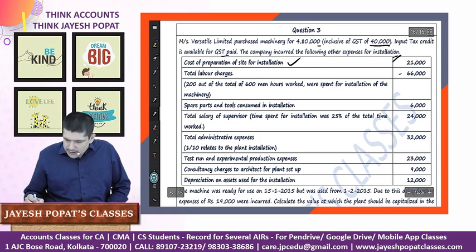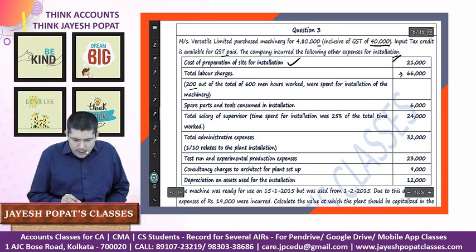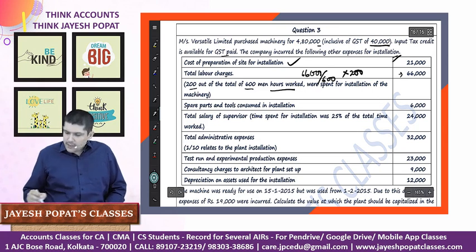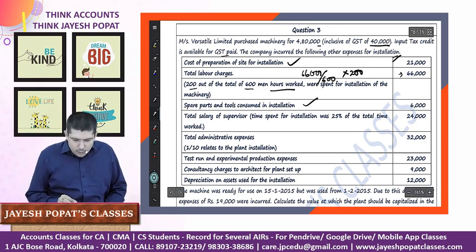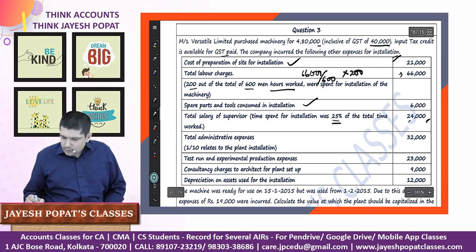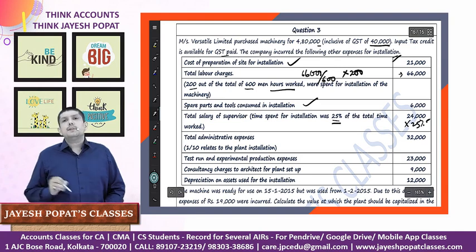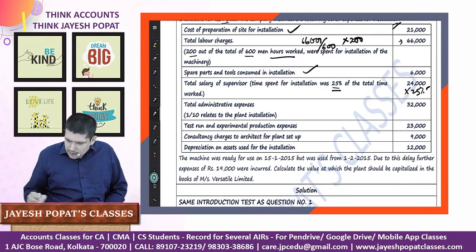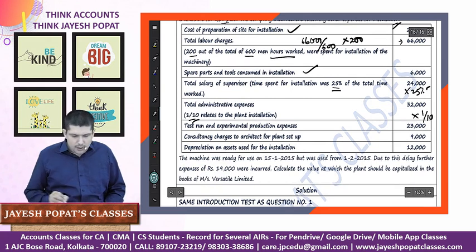Total labor charges is 66,000. It says 200 out of 600 man hours worked were spent on the installation of this machinery. So here this 66,000 is the cost of the entire 600 hours. We need to allocate for 200 hours. Spare parts consumed will be taken. Total salary of supervisor is so much. Time spent is 25% of total time. So out of this only 25% will be attributable to this particular asset. Administrative expenses so much. 1/10 relate to plant installation. So 1/10 of this will be treated as our cost.